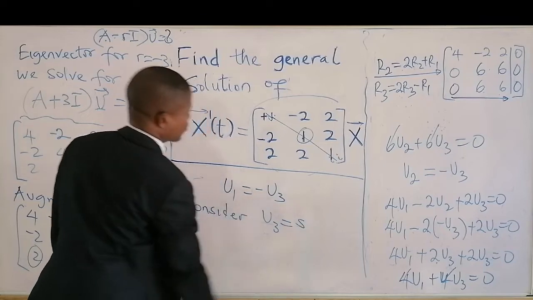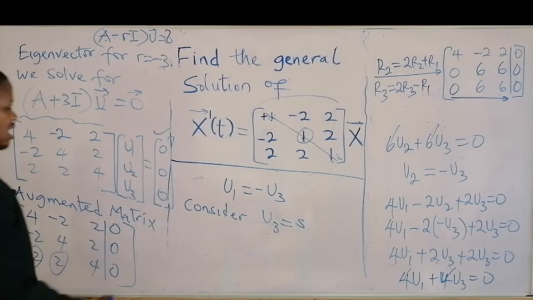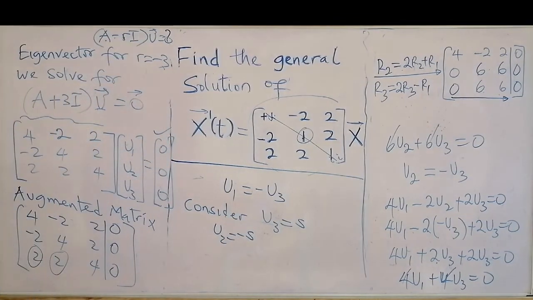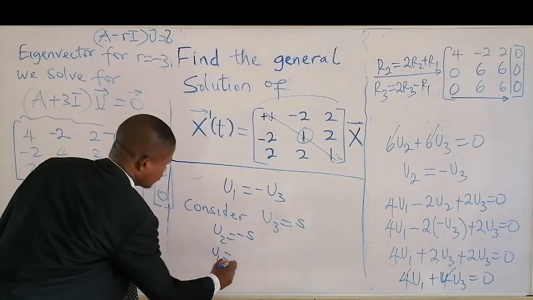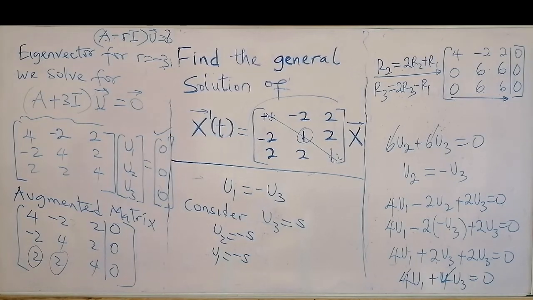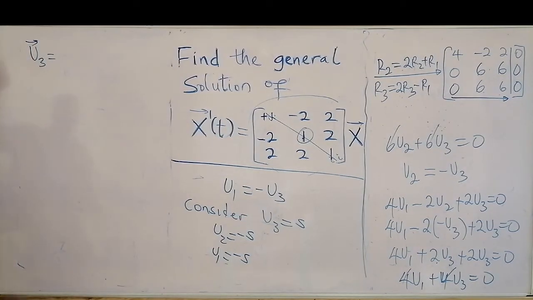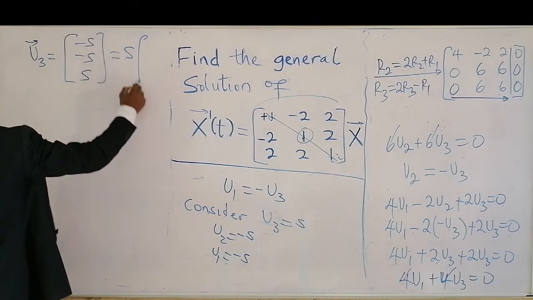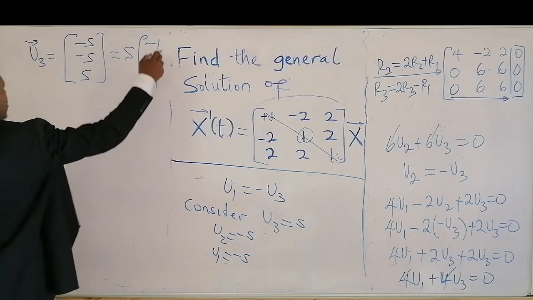Okay? So consider u3 equal to x. In that case now, u2 is what? It's minus x. And then u1 is what? u1 is also minus x. Okay? The third eigenvector will be equal to u1 is minus x. u2 is also minus x. Okay? And u3 is x. We can factorize this variable, this x, out. We have minus 1, minus 1, 1.